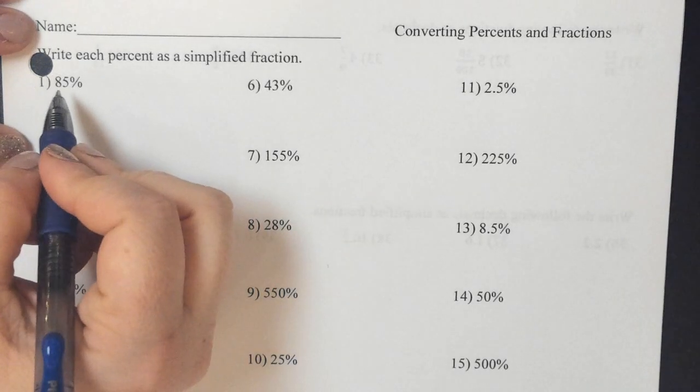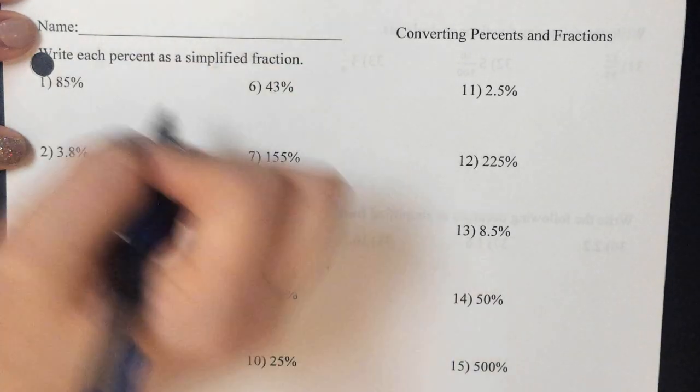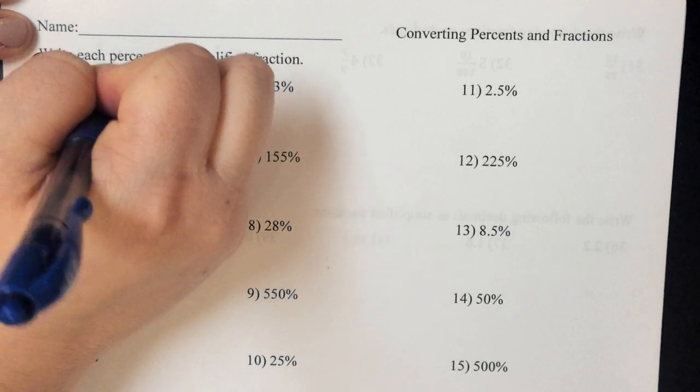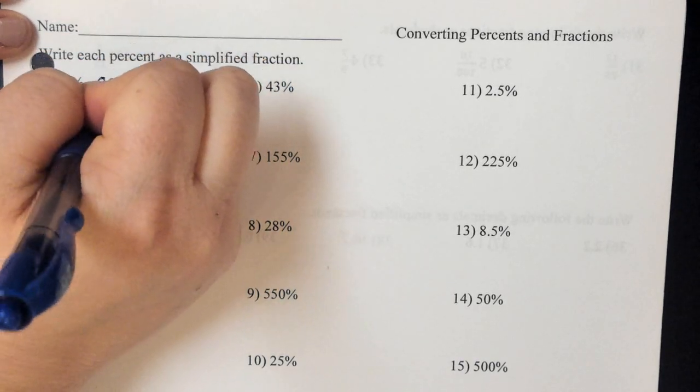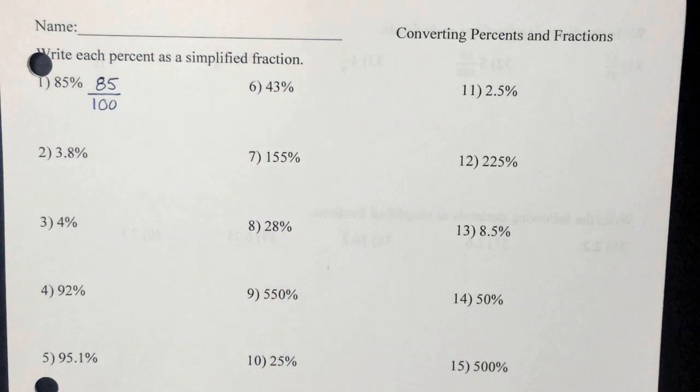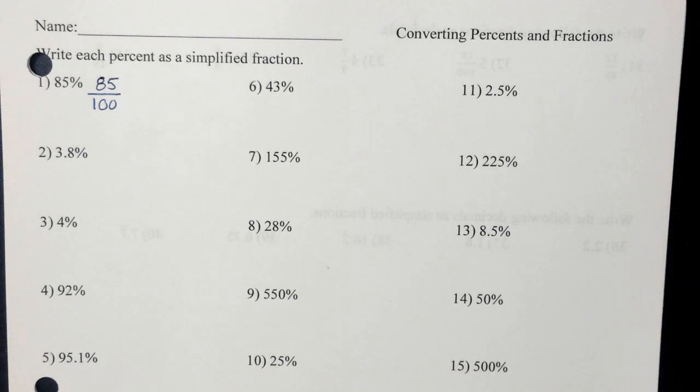So, for example, on this first problem, it's 85%. So I'm going to put 85 on top, and I'm going to put 100 on the bottom. Now, it might not stay a 100, but my first step is always going to be to put 100, okay?